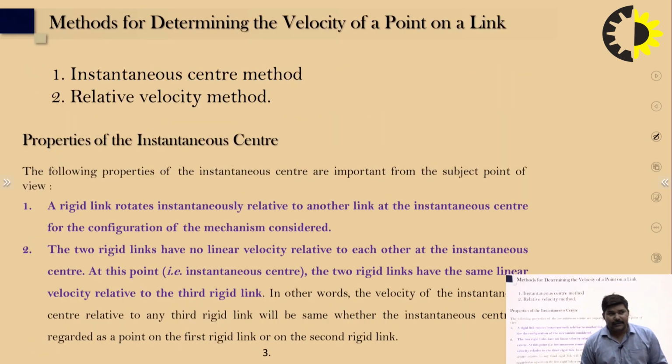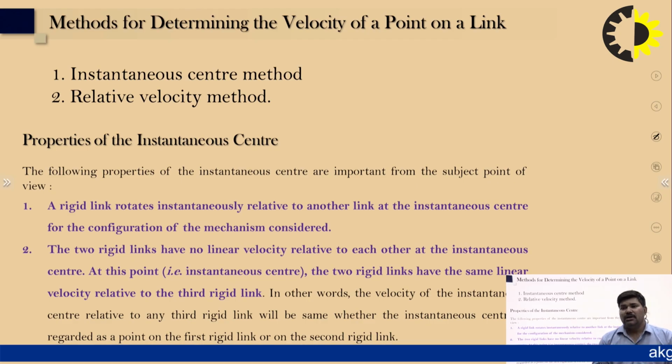Now, after completing the inversions of the mechanism, we come to the methods of determining the velocity of any point of a link, which is very important. Basically there are two methods: one is the instantaneous center method and the second is the relative velocity method. I will discuss the properties of the instantaneous center here, and in the next lecture I will discuss the relative velocity method.